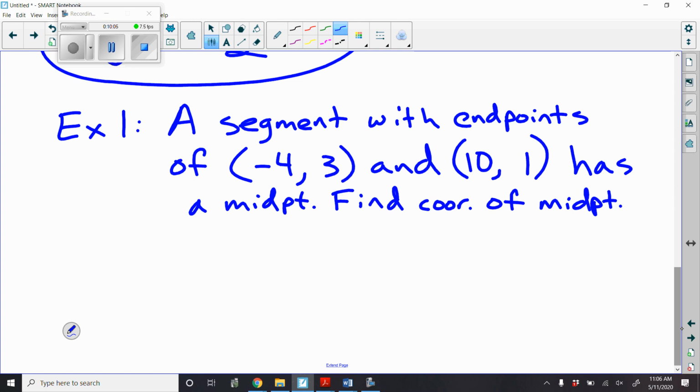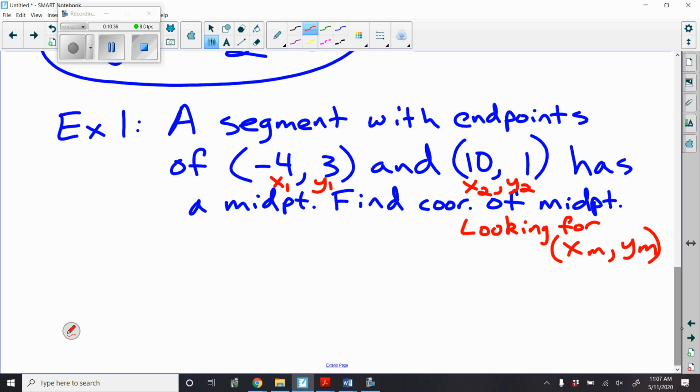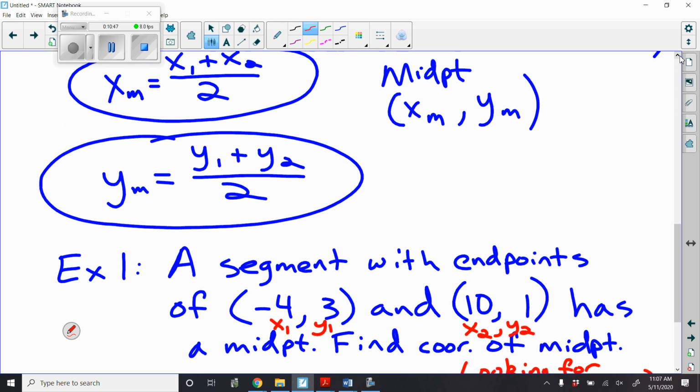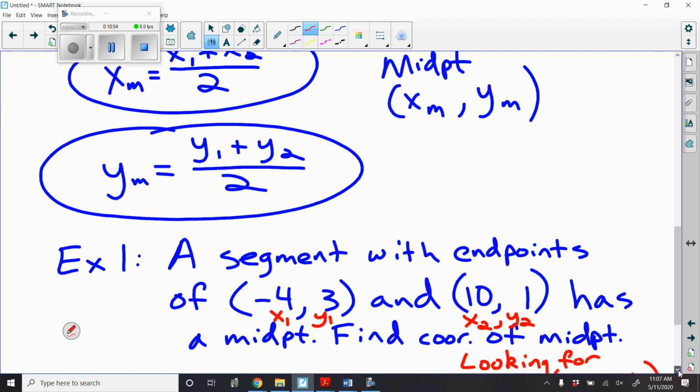So I'm going to call this one x1, y1, and I'm going to call this one x2, y2. And again, my mission here is to find the coordinates of the midpoint. So I'm looking for x sub m, y sub m. That's what I'm looking for. Okay? So in my equation, if I just scroll up a little bit here, my unknowns are what these equations are solved for, x sub m and y sub m. Those are my unknowns.